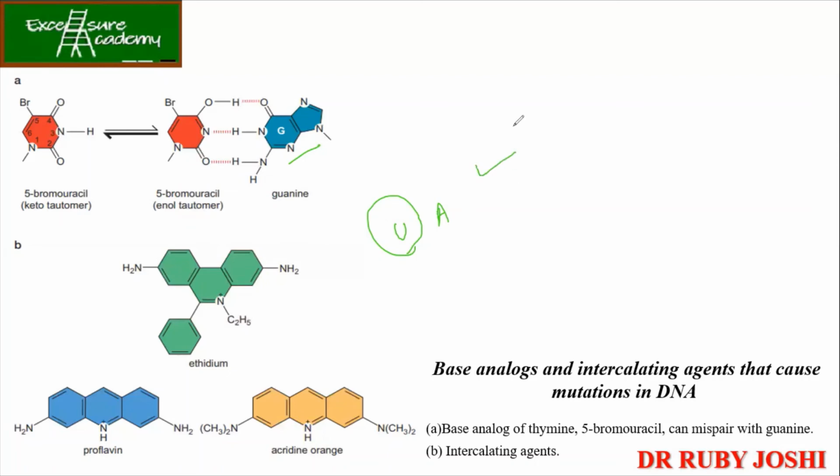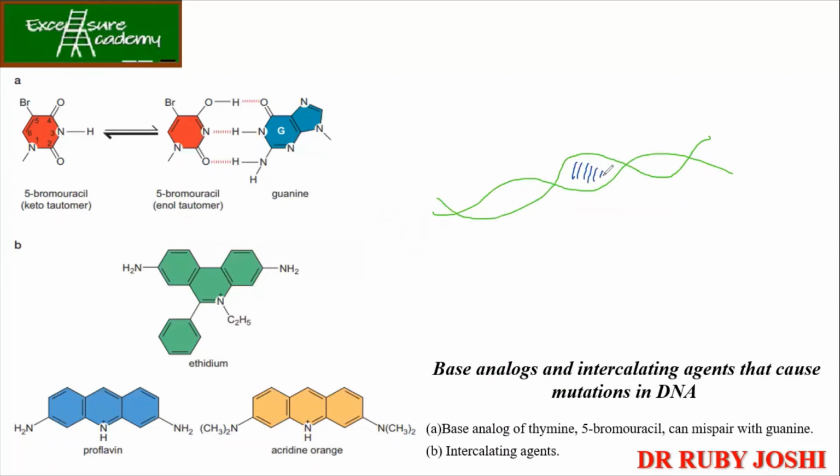Now talking about the ethidium, proflavin, and acridine orange. So these all are your intercalating agents. What do these do? DNA, oh, I'm so bad at drawing. So what will happen? They will come in between over here. Okay, so it becomes present here, your EtBr, acridine orange, proflavin. They come in over here.